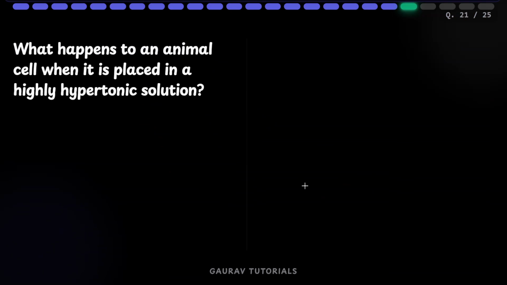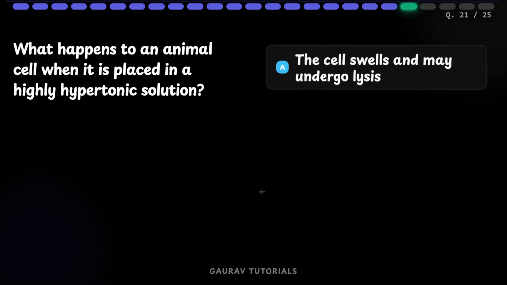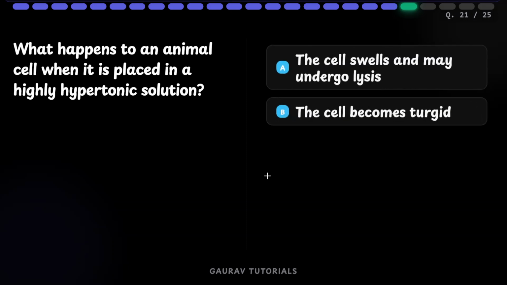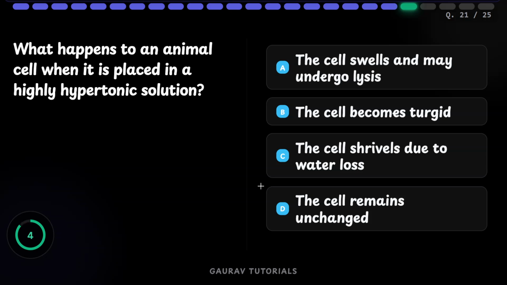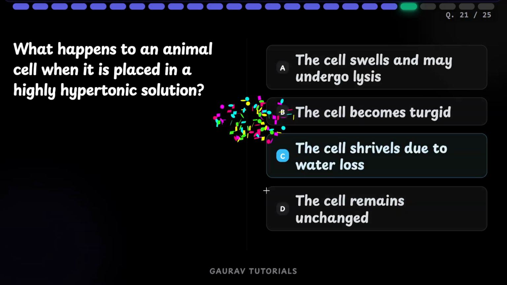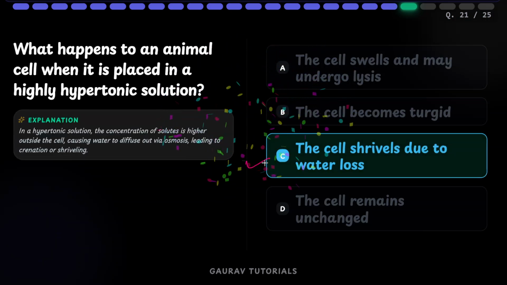Question number 21. What happens to an animal cell when it is placed in a highly hypertonic solution? The options are A, the cell swells up and may undergo lysis. Option B, the cell becomes turgid. Option C, the cell shrivels due to the water loss. Option D, the cell remains unchanged. The correct answer is option C, the cell shrivels due to the water loss.